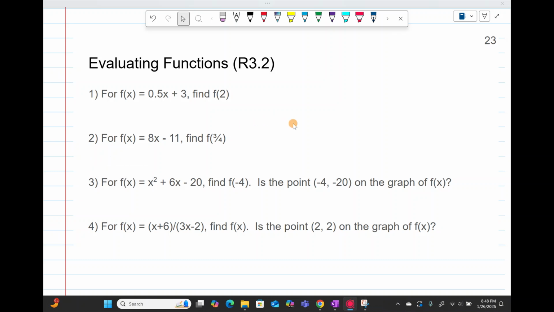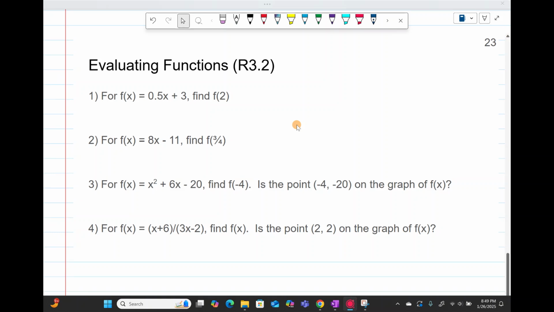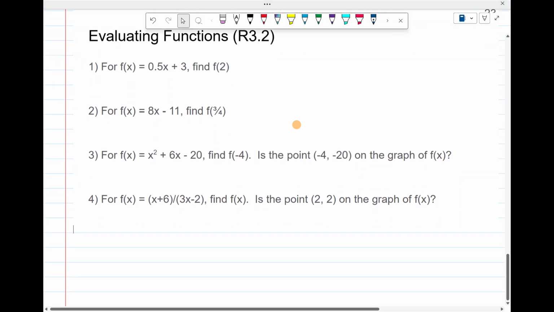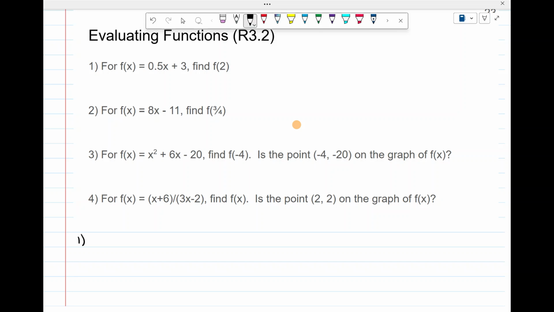In this video, we are going to practice evaluating functions. Let's start with number one. So number one, if you see, we have a function f of x is equal to 0.5x plus 3. And we need to find f of 2.